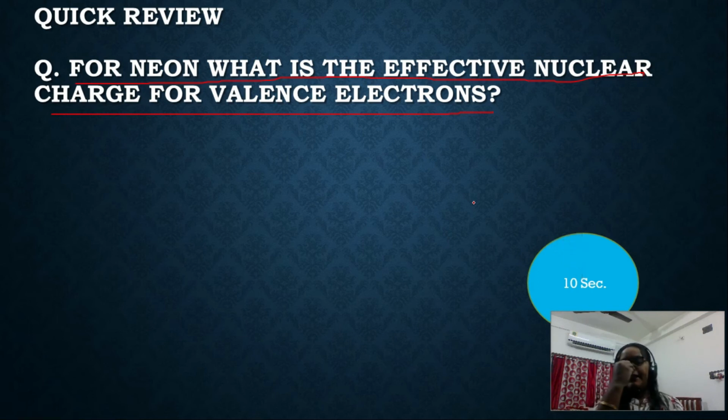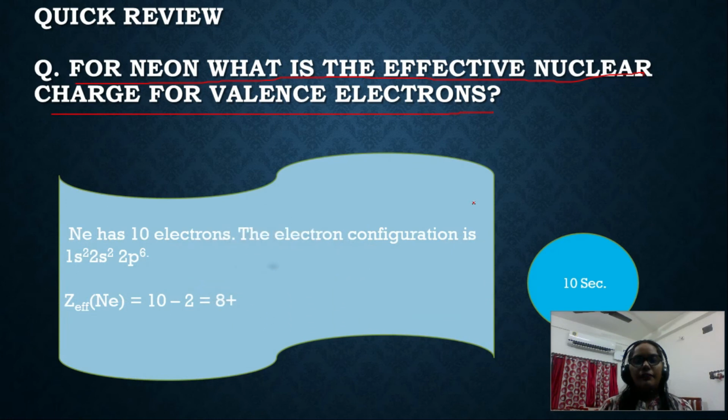Your 10-second time is over. Now have a look at the answer. Neon has 10 electrons, an inert gas element. So what is the configuration? That is 1s2 2s2 2p6. We have to calculate the effective nuclear charge for the valence electrons, that means for these 8 electrons in 2s2 2p6, we have to find Z effective.